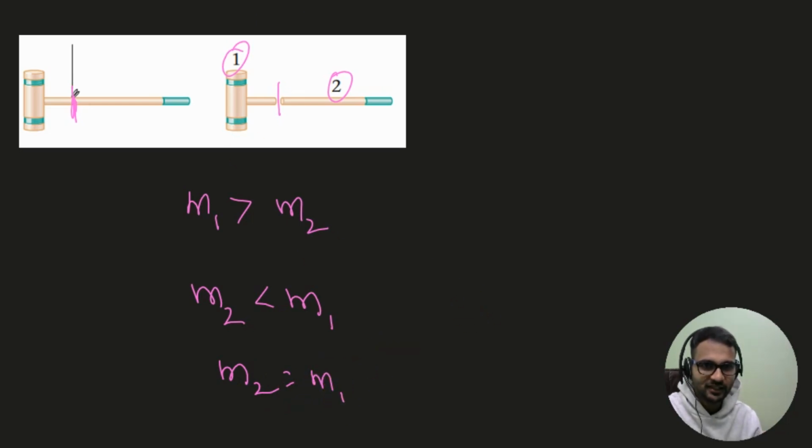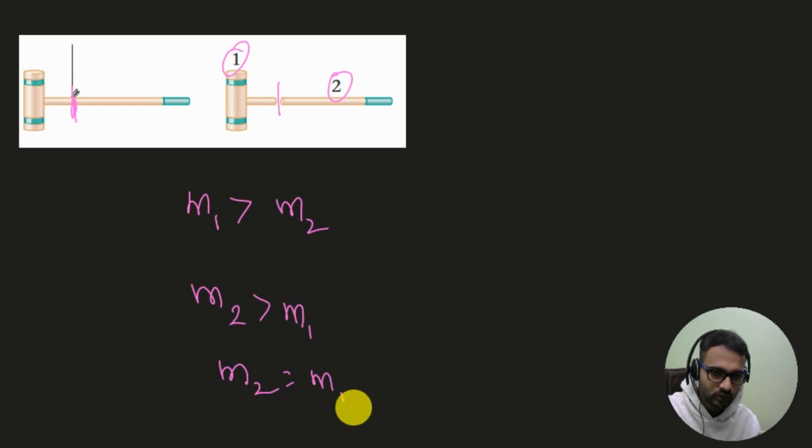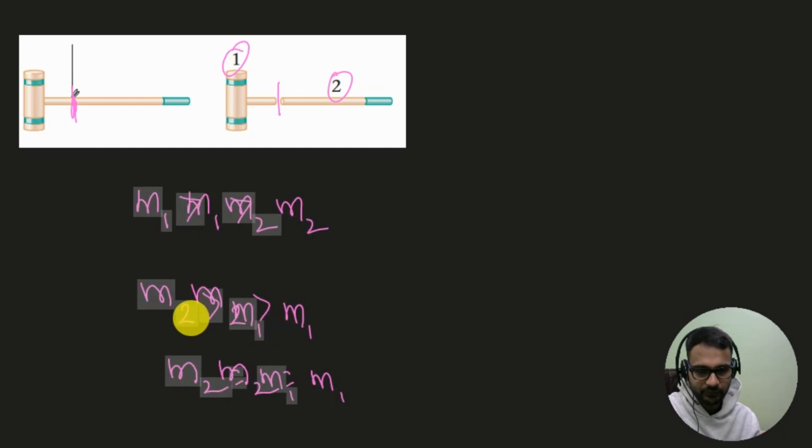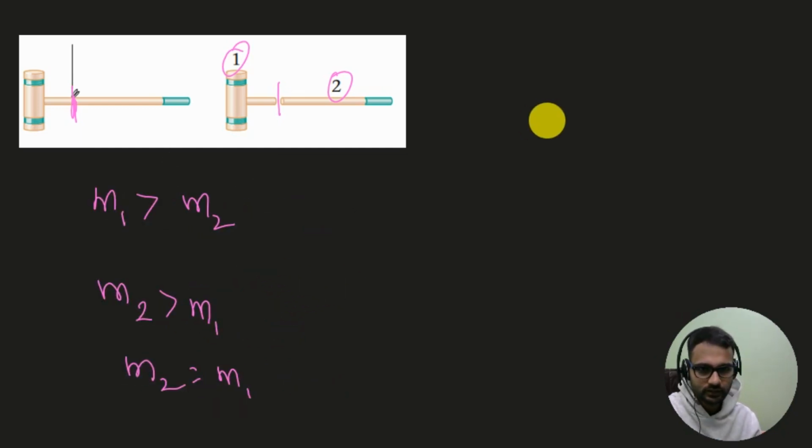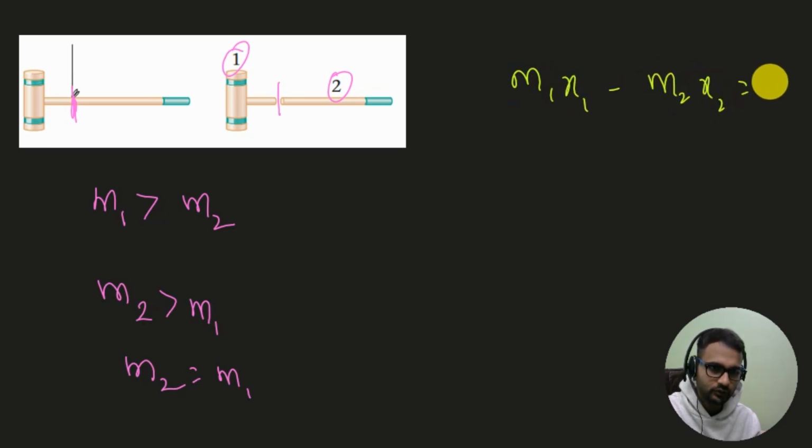Oh, sorry, this is one and the same thing. This should be m2 is greater than m1. Is this condition correct, or this one, or this one? Now you may think, just now we said earlier that m1 x1 minus m2 x2 should be equal to 0. This is what we have seen.